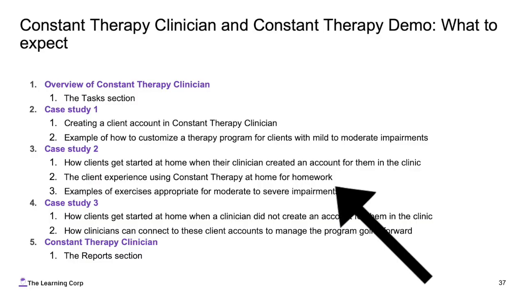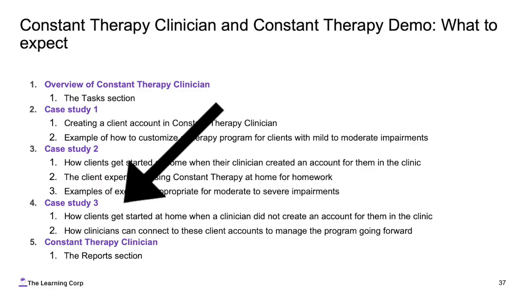Then we'll look at a second case study, and within that case study, we'll go over how clients can get started at home when their clinician creates an account for them in the clinic. We'll also go over the client experience using Constant Therapy as homework, and then some examples of exercises that are appropriate for someone with moderate to severe impairments.